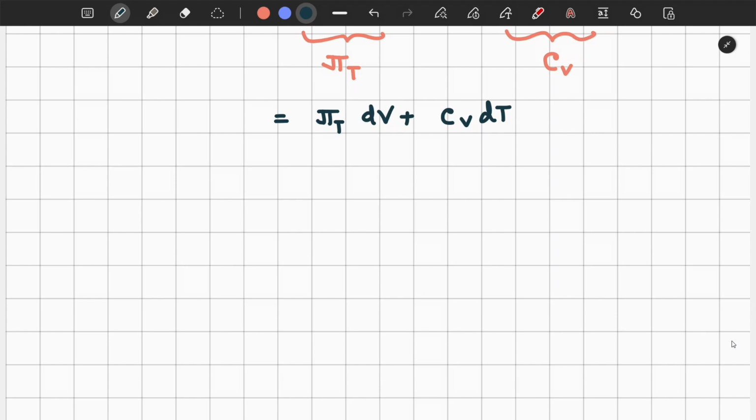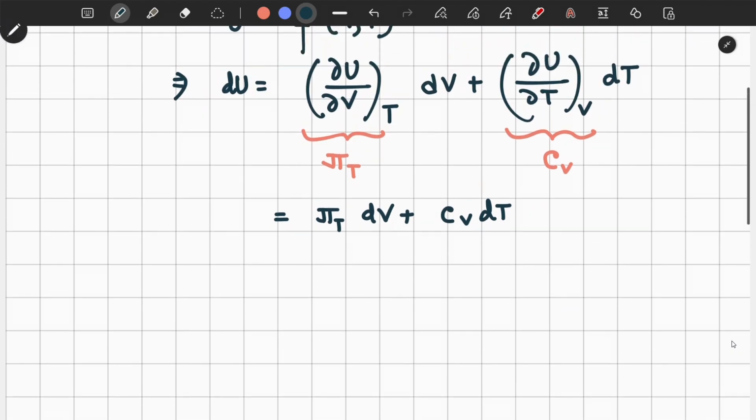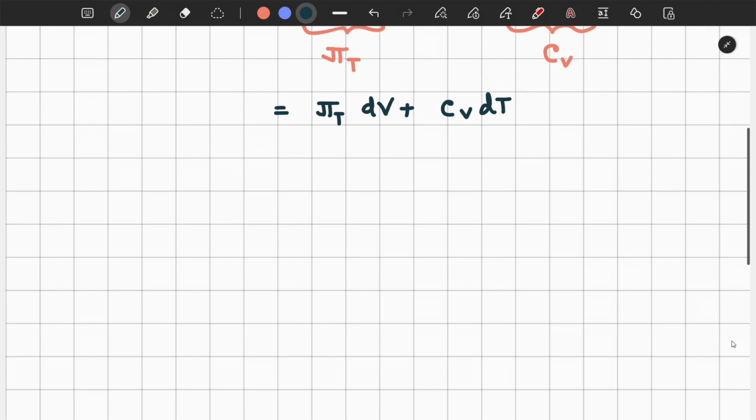But if anybody wants to calculate these derivatives, these coefficients CV or πT, then how can you calculate them? That is our matter of concern. So first, if you want to calculate CV, you know how to calculate CV, right? It's a constant volume process. So at constant volume, you have to increase.